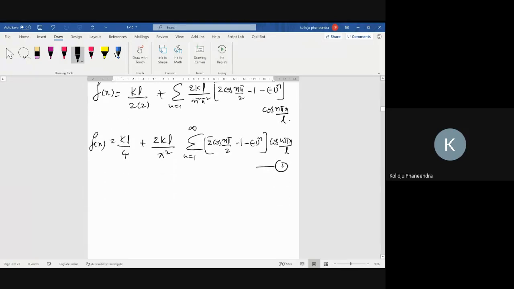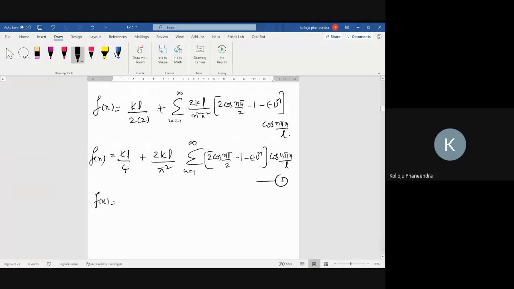Now to deduce 1 by 1 square plus 1 by 3 square and so on. Sir, you missed 1 by n square in the summation. Yeah, so 1 by n square, right?